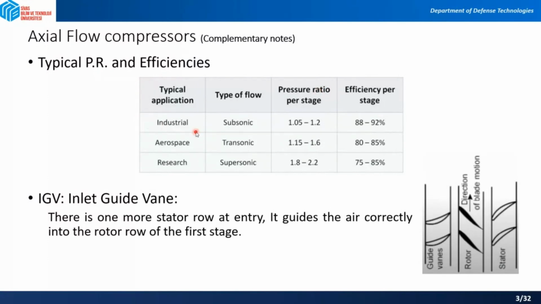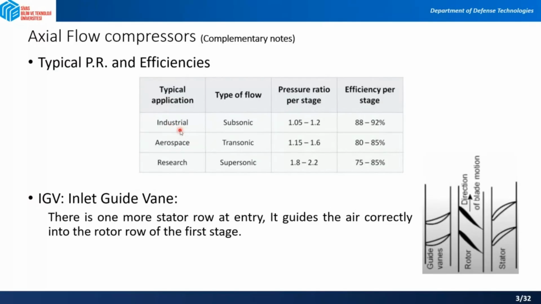Like in industrial applications, we have subsonic flow in compressors, and there the pressure ratio per stage is something between 1 and 1.2. And the efficiency for a stage is 88 to 92%. While in aerospace applications, we're having transonic flows usually, and these transonic flows are giving more pressure ratios for us, but the efficiency is a little bit lower than these industrial ones.